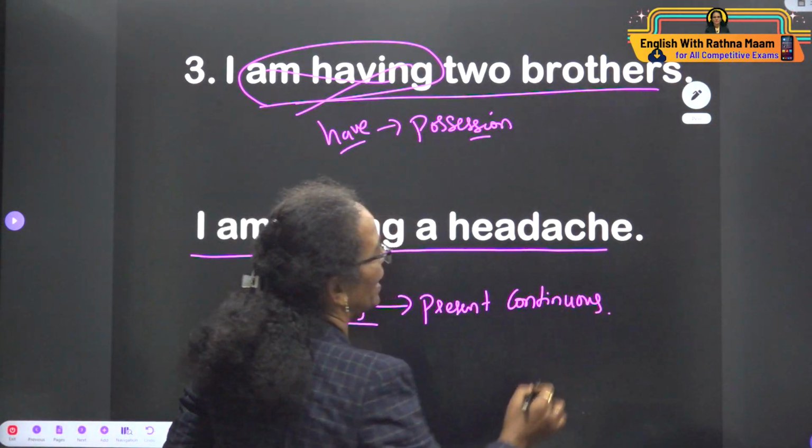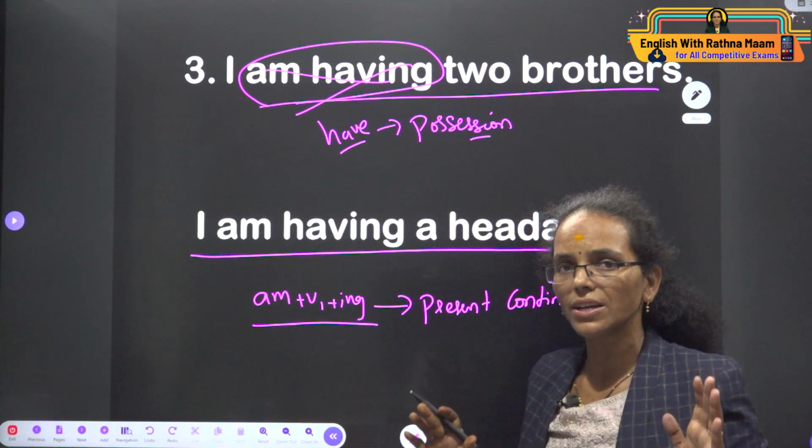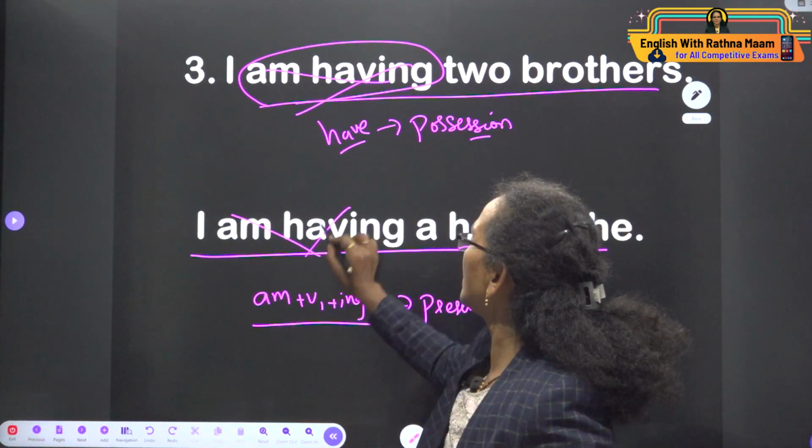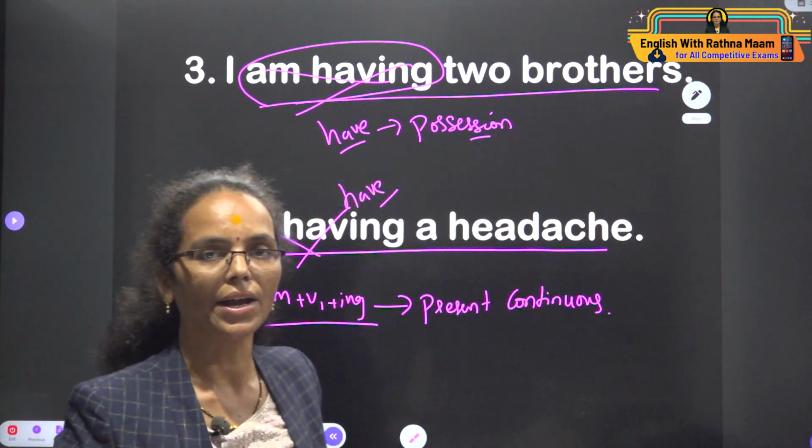I am having a headache. I am having a headache is also an incorrect sentence. I have a headache. Not I am having a headache.